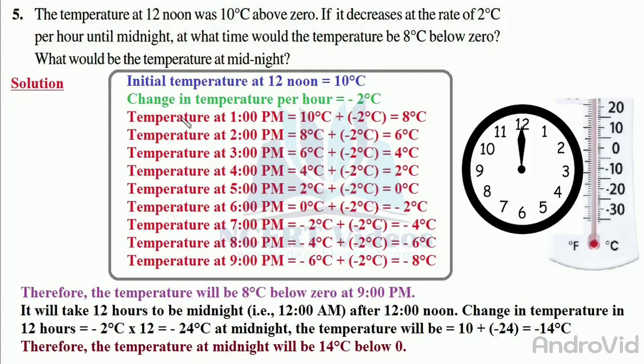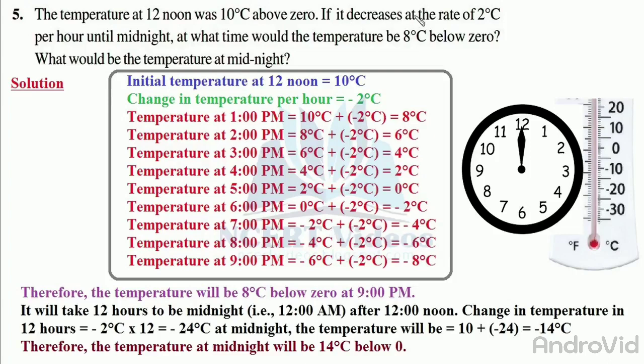So what does it mean? It means at 1 p.m. the temperature will be 8 degrees Celsius. That's what we have calculated. 10 degrees Celsius minus 2 degrees Celsius is 8 degrees Celsius. And at 2 the temperature will be 8 minus 2 again, that is 6. Likewise you can find till 9 p.m. So you got it, this is how it is done.